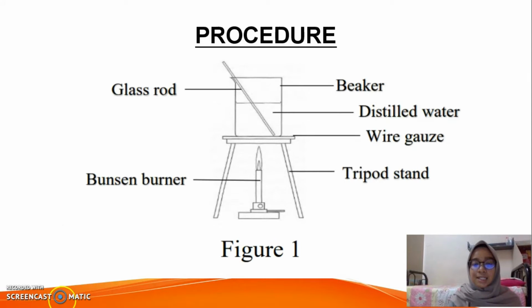So this is the example. This is the setup of our experiment. The salt and the distilled water will be put in the beaker, and it will be heated by using a Bunsen burner. And we will observe how much the temperature rises or decreases.